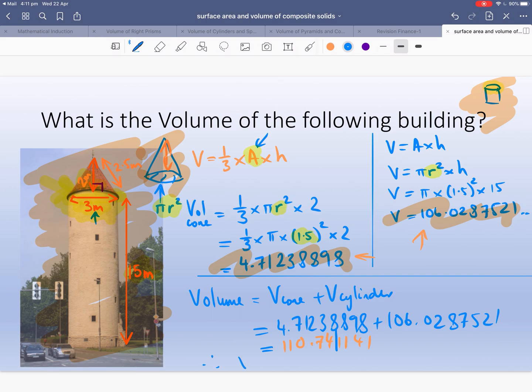So therefore, the volume will be 110.74. Now units are meters, and it is volume, so I'm going to put cubed. So just remember that the volume will create this cubed. So that's it there. So essentially what I've done is I've done it to 2 different parts and then did it together.